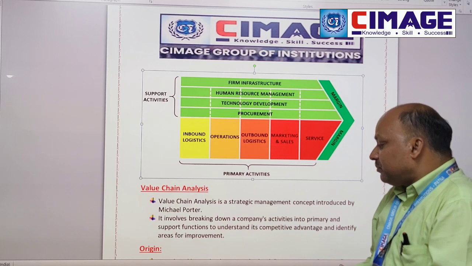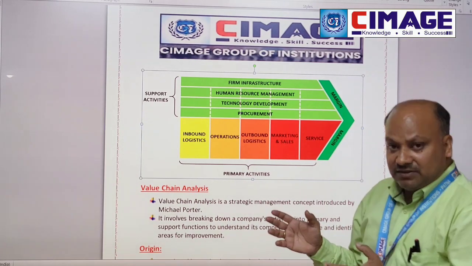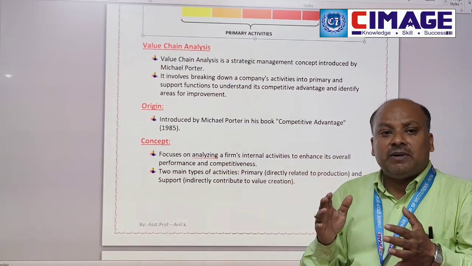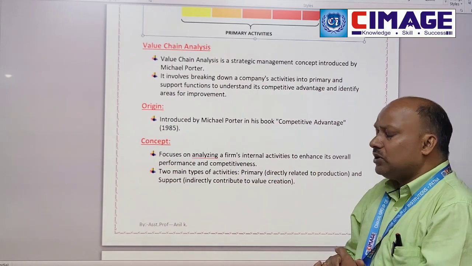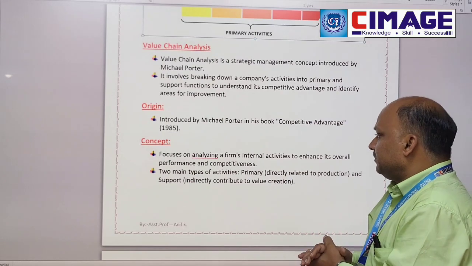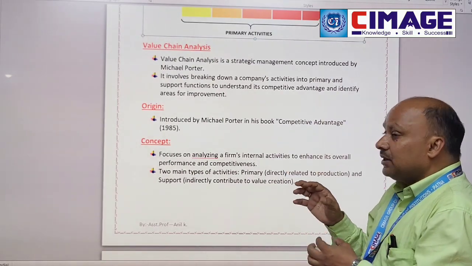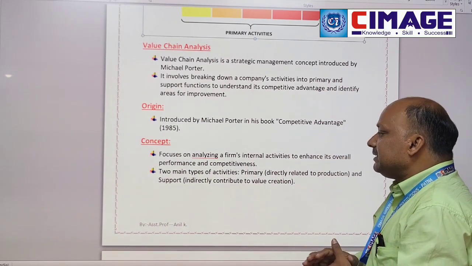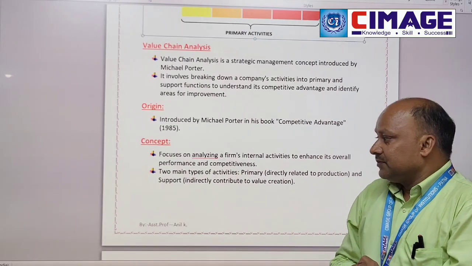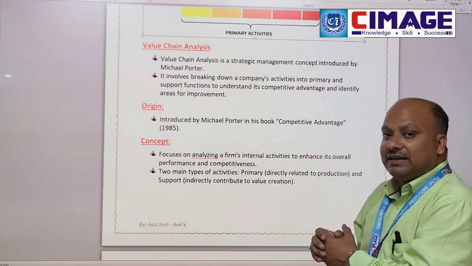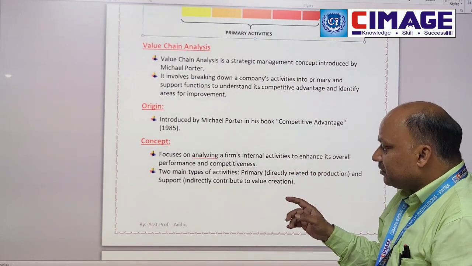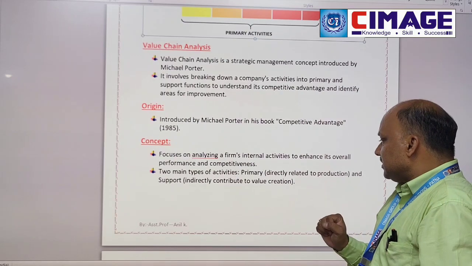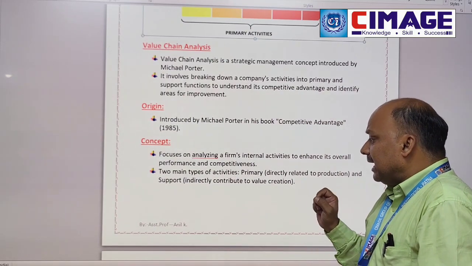Now, it involves breaking down a company's activity into primary and support activities, as I told earlier also. Now, if we talk about the origin, this analysis was introduced by Michael Porter in 1985. He had written the concept. Michael Porter introduced the concept of value chain analysis with his book The Competitive Advantage in 1985, and he dealt with all kinds of concepts of value analysis in his book. The concept he gave focuses on analyzing a firm's internal activities to enhance its overall performance and competitiveness.